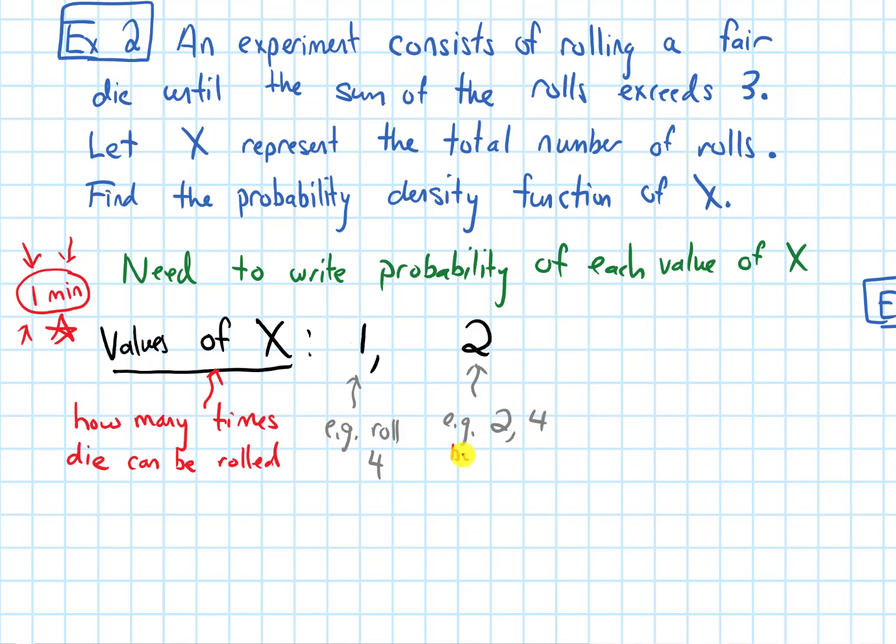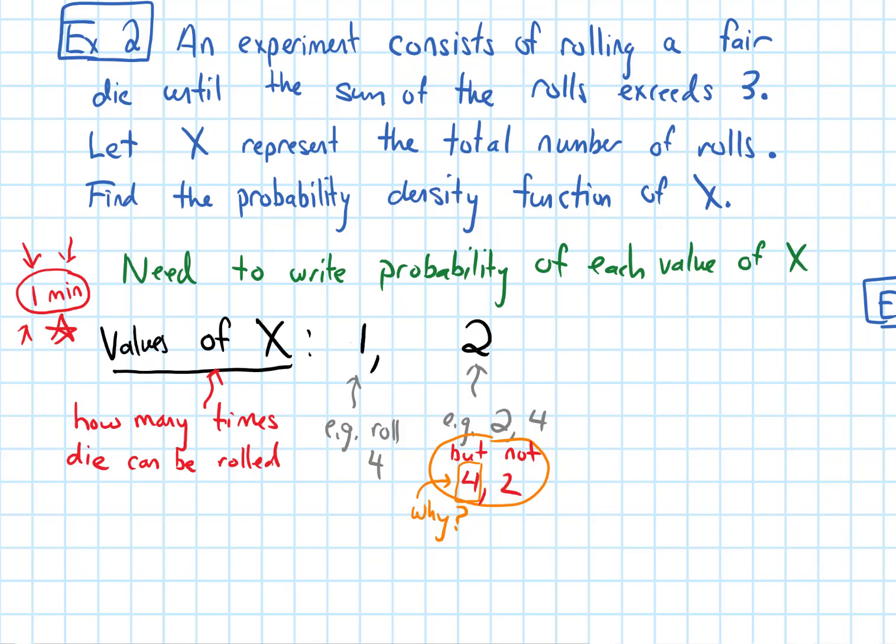But I want to point out one important clarification here. What wouldn't fall into the category of 2 rolls is if I rolled a 4 and then a 2. Why is that? Why would rolling a 4 and then a 2 in this order not be considered one of the ways I could have 2 rolls satisfying the conditions of this problem? Well, the reason for that is if I rolled a 4 first, that's already bigger than 3. So I would have needed to stop after the first roll. So that's why 4, 2 doesn't count here.